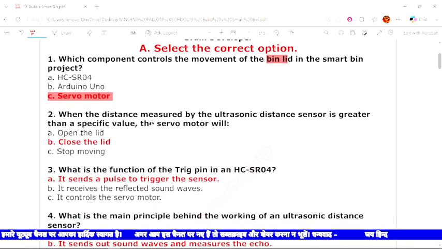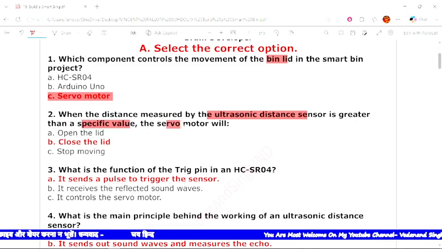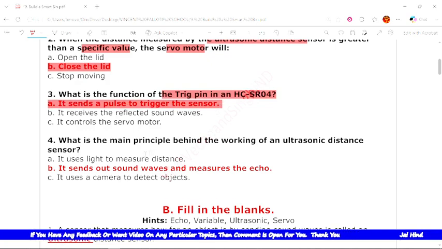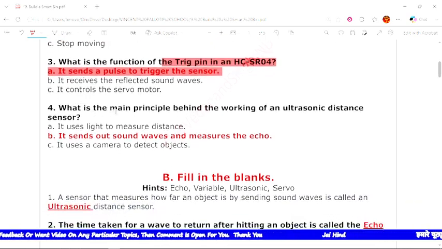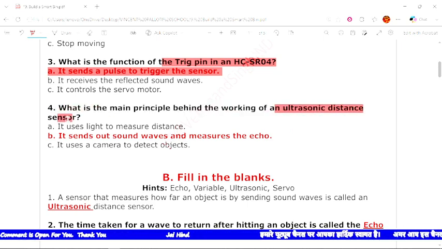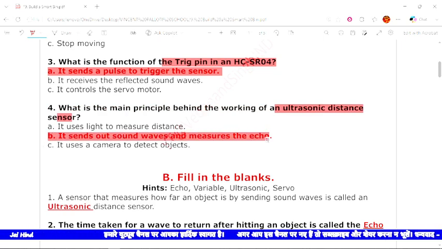Question number 2. When the distance measured by the ultrasonic distance sensor is greater than a specific value, the servo motor will, B, close the lid. Third, what is the function of the trig pin in an HC-SR04? A. It sends a pulse to trigger the sensor. Question number 4. What is the main principle behind the working of an ultrasonic distance sensor? Option B. It sends out sound waves and measures the echo.